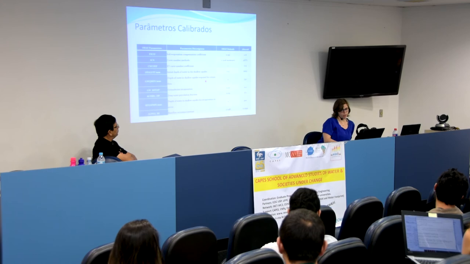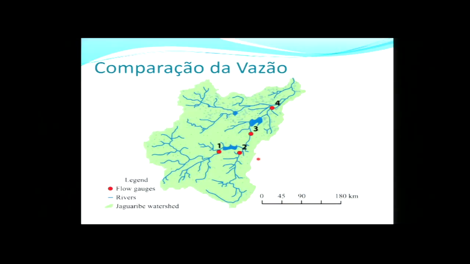So we calibrated the model, and then this is the available data that we had for streamflow. Those four red dots here are what we had available for streamflow gauges in the region that we wanted to use to see how it was performing.